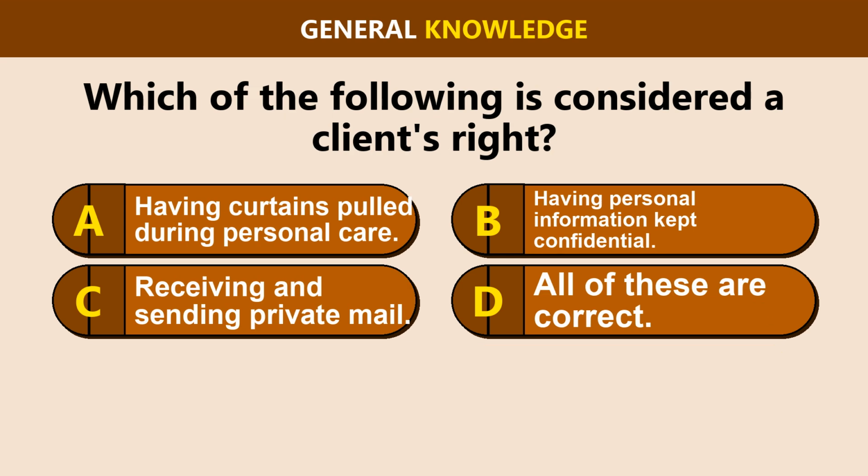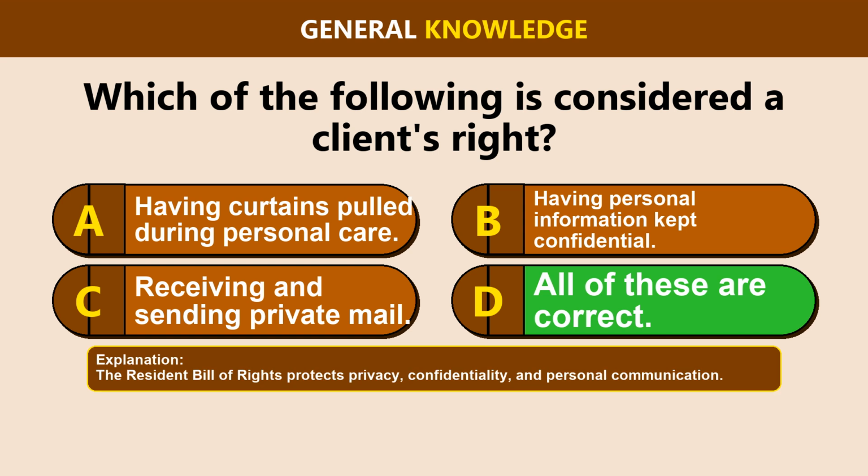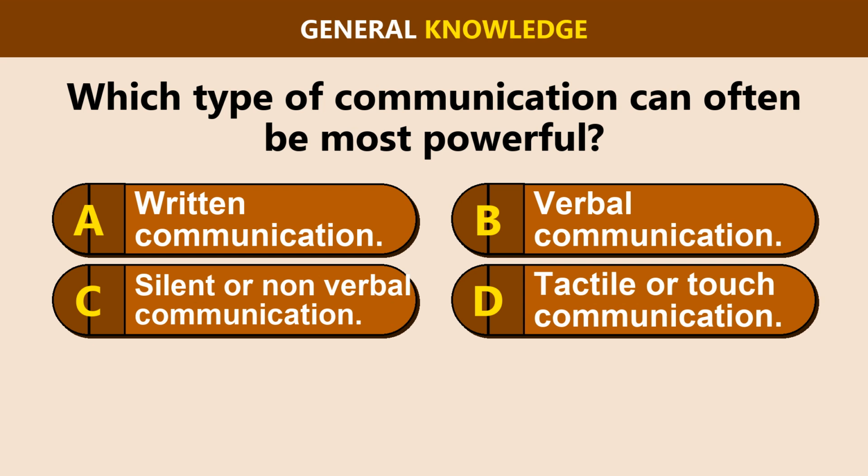Question 39. Which of the following is considered a client's right? Option A, having curtains pulled during personal care. Option B, having personal information kept confidential. Option C, receiving and sending private mail. Option D, all of these are correct. The correct answer is option D. All of these are correct. The Resident Bill of Rights protects privacy, confidentiality, and personal communication. Question 40. Which type of communication can often be most powerful?